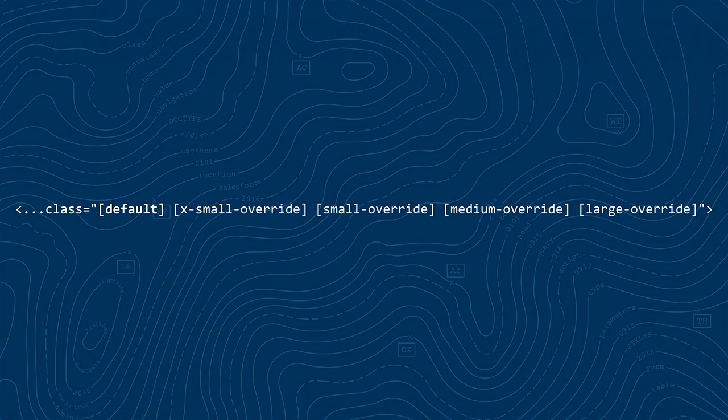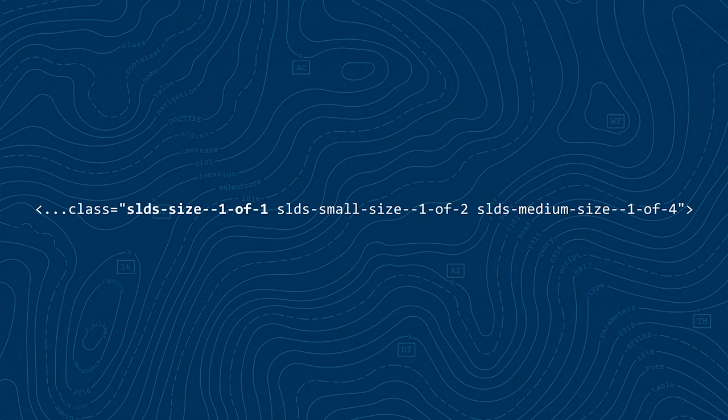So we have, with the mobile first, 4 override sizes. And you don't want to add all of these. You only add the ones you want to change. So let's look at what an actual class looks like. In this example, the default class is set to size 1 of 1. So from the smallest, it'll be a column, essentially, 1 of 1.